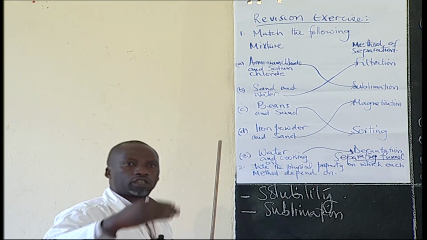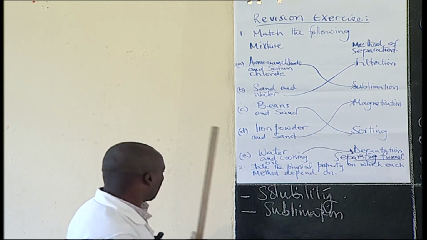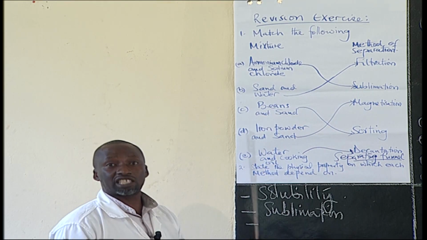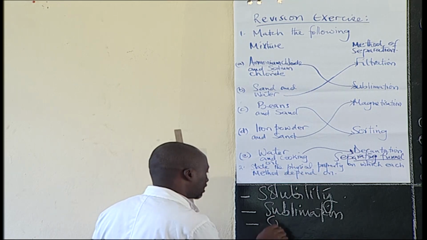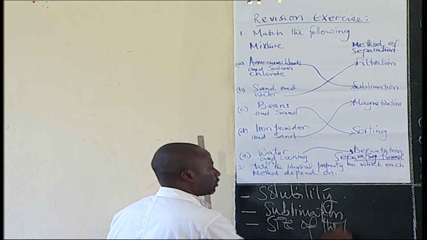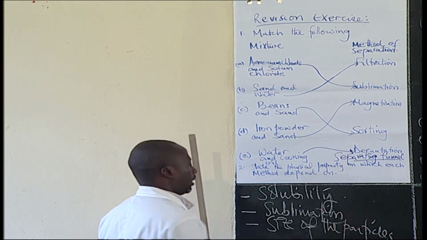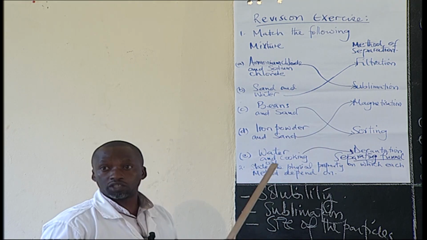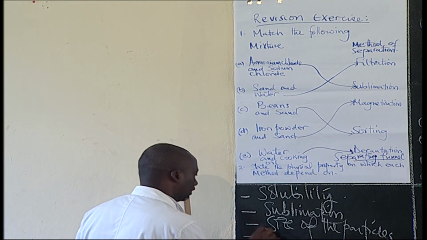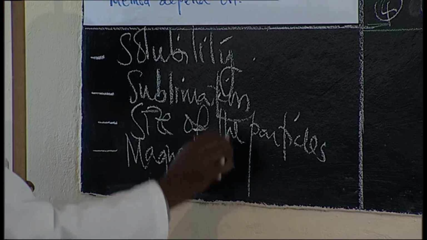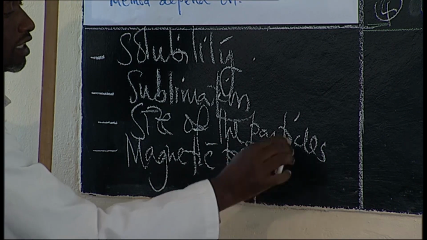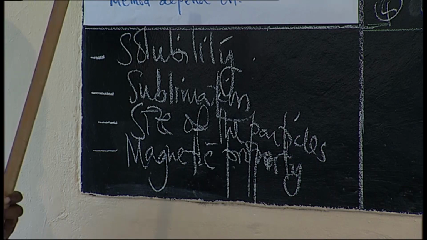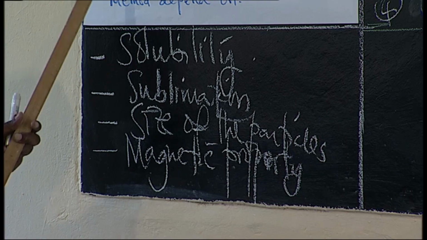The change from solid to gas. For beans and sand, the physical property we are using is the size of the particles. And for the iron powder and the sand, we are using the magnetic property. One of the substances, the iron powder, is attracted by the magnet. So that is the magnetic property that we are using.